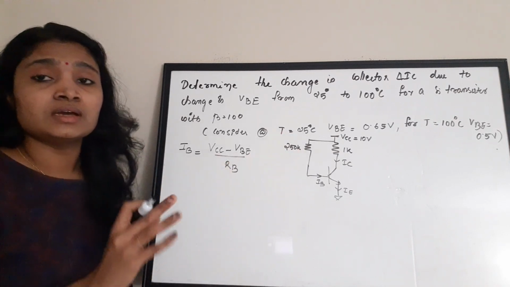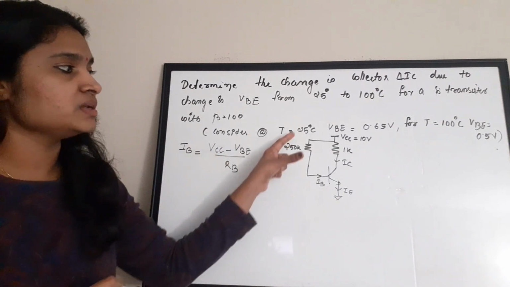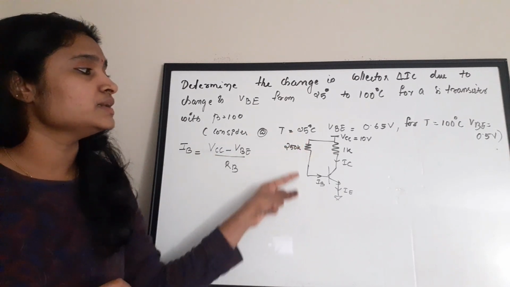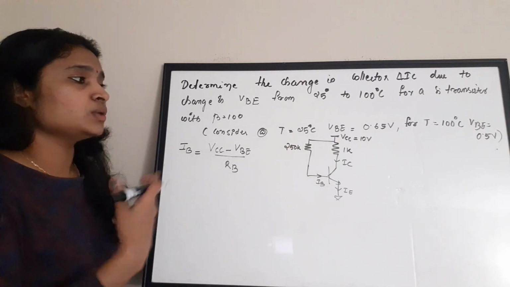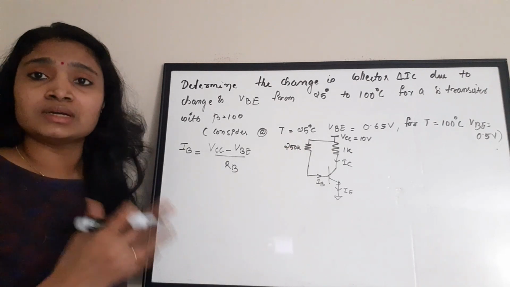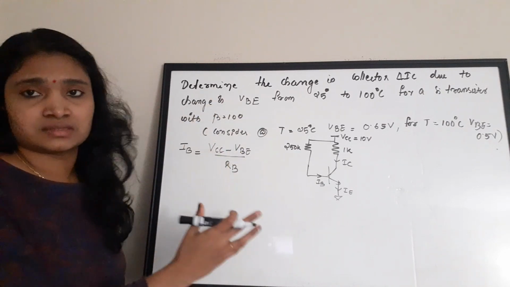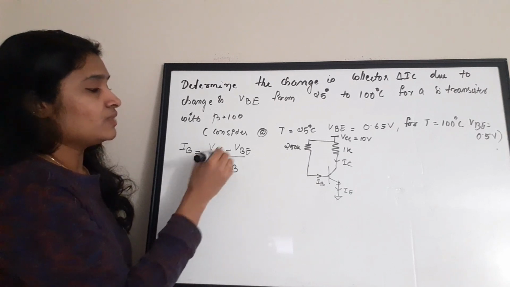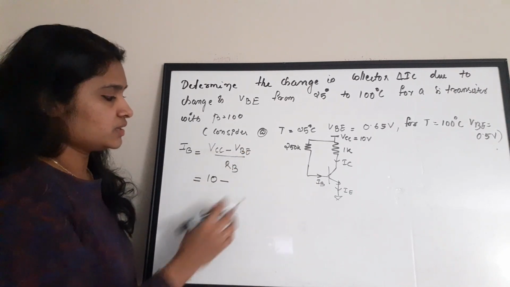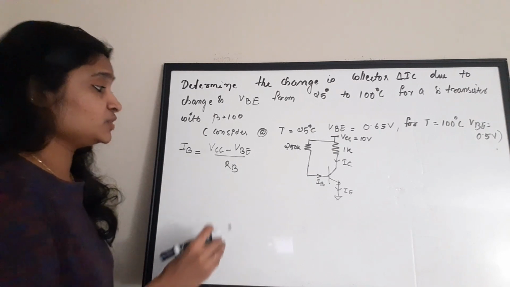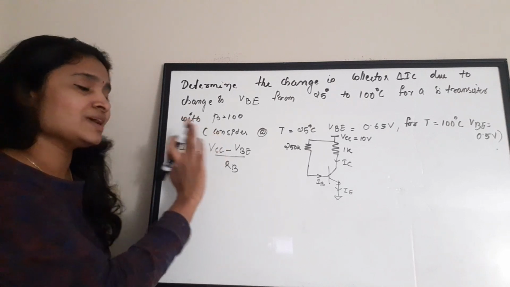So this is a very basic thing you need to do in order to find the base current, that means the current flowing through the base resistance. It is the difference in potential divided by the resistance value. Okay, I'm telling you how to do it from scratch without memorizing anything. You can approach the questions like this. Okay, so what is VCC? It is 10 minus VBE. Actually we need to find the change in collector current, so we'll keep this equation as it is.